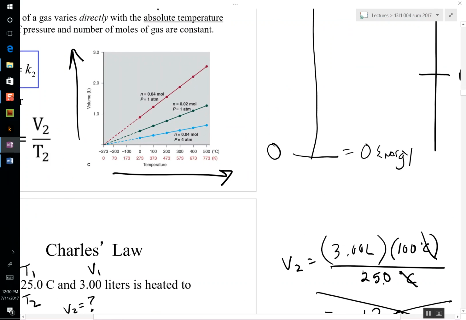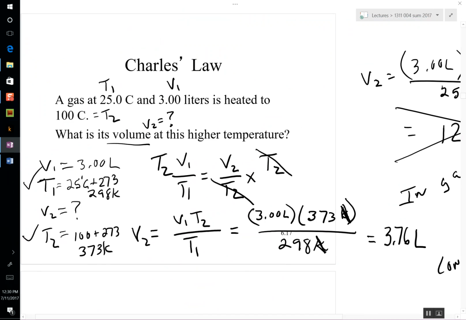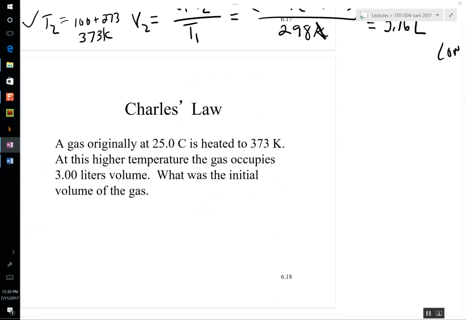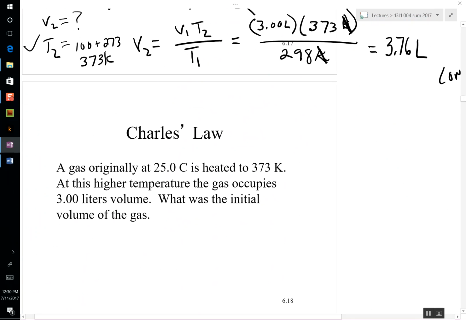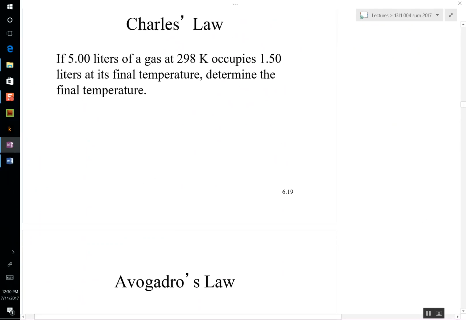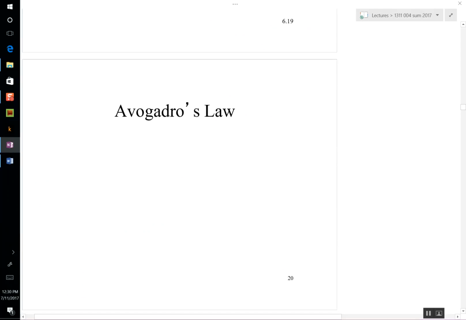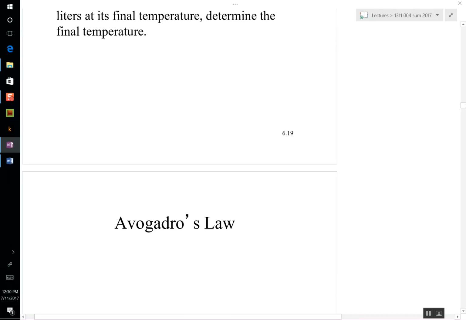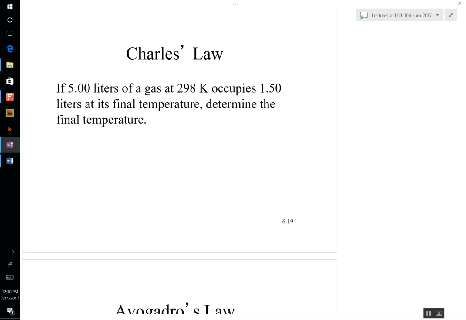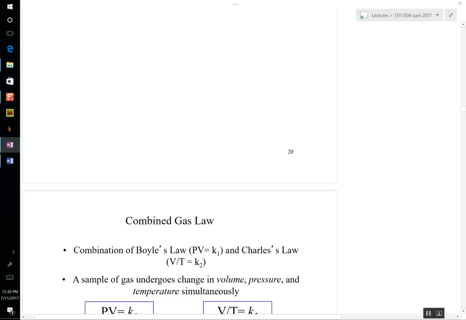All right, back to the slides. Charles' law. I think we've covered Charles' law. There's another problem right there, and another problem right there. Avogadro's law, I'm not going to do a bunch of problems, but let's just mention it. Oh, I know what we've missed here. Where's the combined gas law? Here we go.